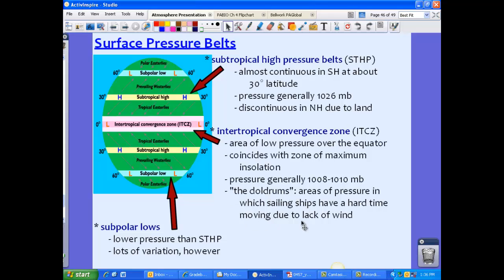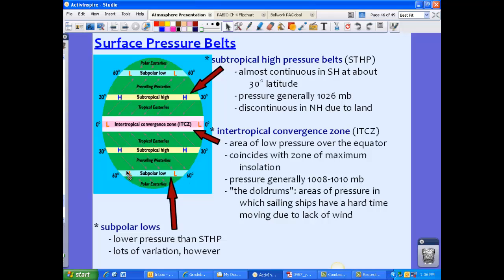And we also see something in this area called the doldrums. Now these are areas of pressure in which sailing ships have a hard time moving because there's not a whole lot of wind in these locations. So if you had a sailing ship with a sail, then chances are the ship would just stop. It would slow down because there's no wind to power it. So these are called the doldrums, and there's a lot of stories I remember reading from social studies. There's a lot of stories that talk about the doldrums and areas of water where the ships could not move.